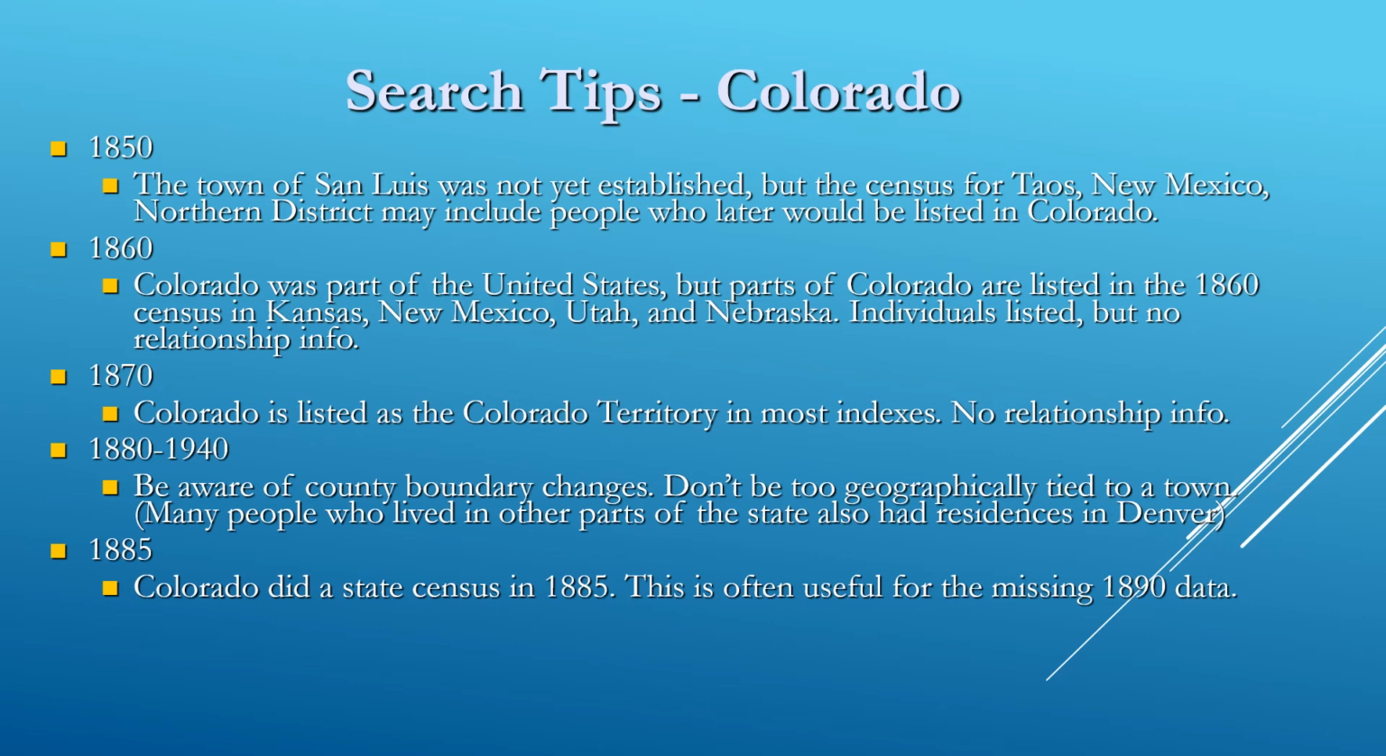So the 1885 census for just Colorado is pretty good, and it's quite useful for finding that missing 1890 data. The online version on Ancestry is pretty blurry, and often they only use initials, but it can fill in some of those gaps.